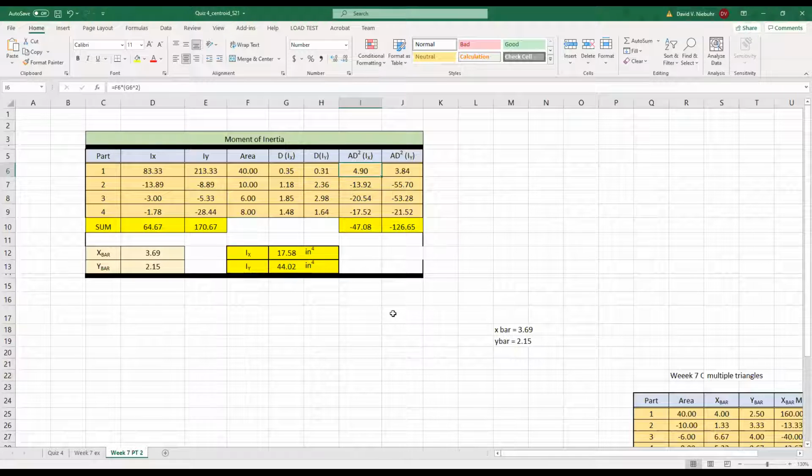So the important thing is if you get a negative moment of inertia, then you've made a mistake, because that's impossible. You can't have an overall negative moment of inertia for your total. So if you do choose to try it this way with Excel, just be careful when you do your numbers.